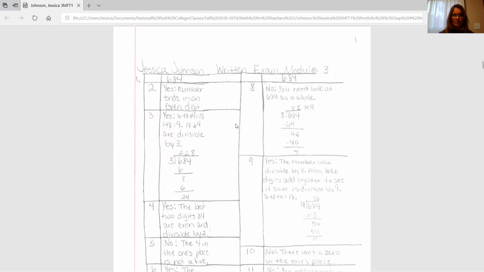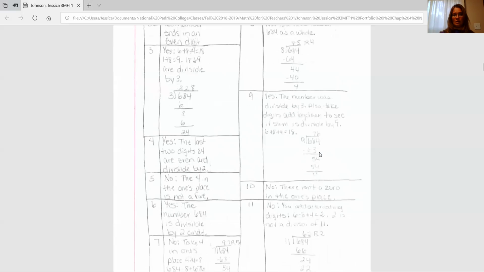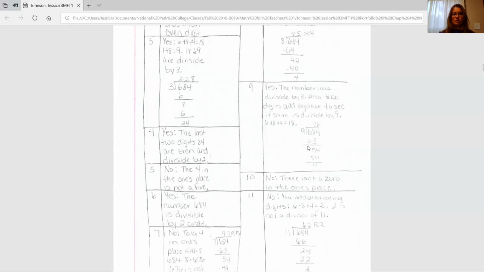To know if a number is divisible by 8, you look at the last three digits. In our case, we'll look at 684 as a whole and see if the number is divisible by 8. 684 is not divisible by 8, and I went ahead and did the long division to show you that you get a remainder.